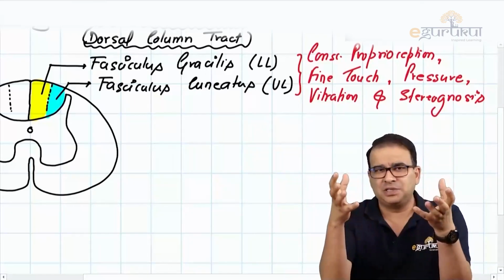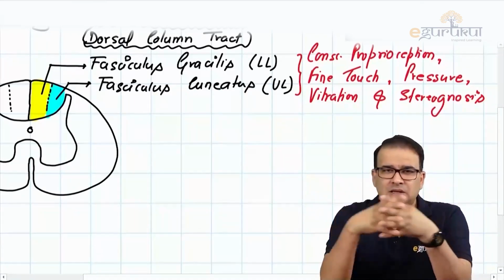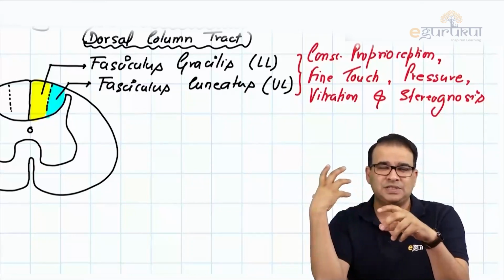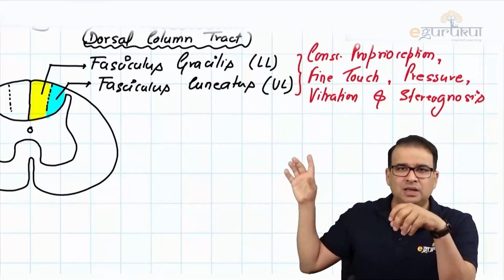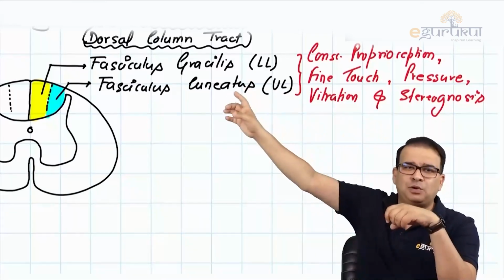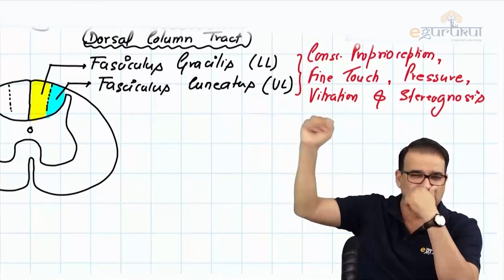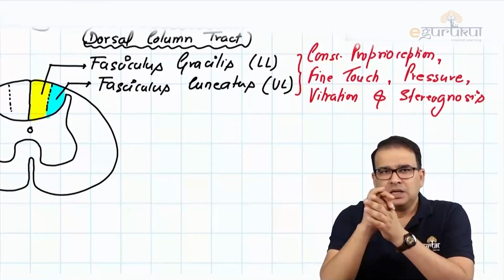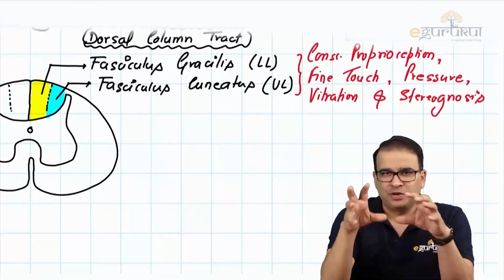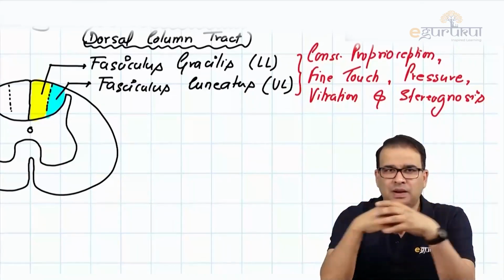So obviously stereognosis can be done mainly with the upper limb. So when I talk about the stereognosis type of sensation, we are focusing on the upper limb part, the fasciculus cuneatus part. If I have to say stereognosis, obviously I'll be focusing on the cuneatus portion. So this is the dorsal column tract having two components coming from the lower limb and upper limb.